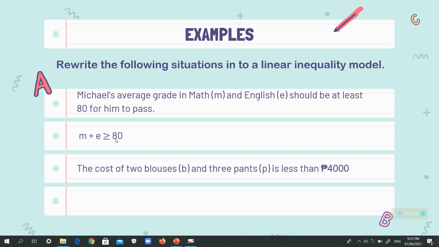For the last, the cost of 2 blouses represented by B and 3 pants represented by P is less than 4,000 pesos. How are you going to rewrite this as a linear inequality model? We have 2B plus 3P is less than 4,000. Okay, any question?